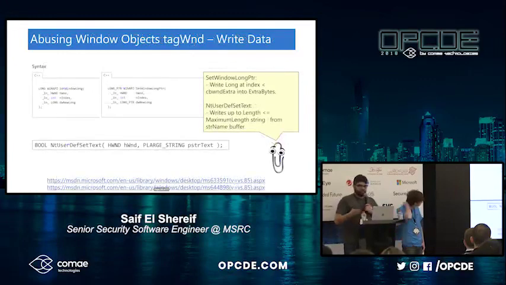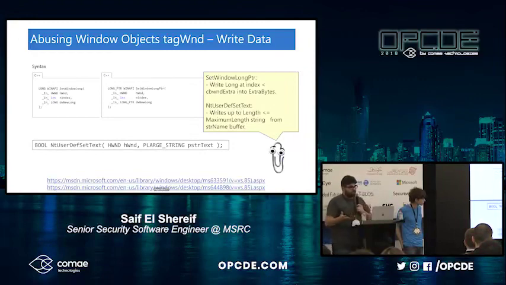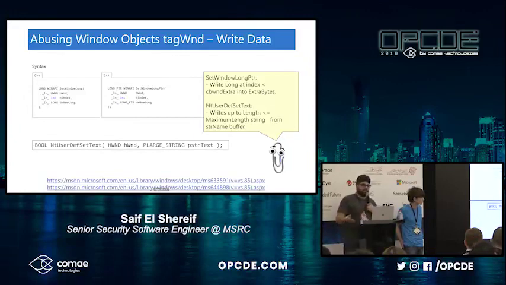And we also have write functions like SetWindowLong, SetWindowLongPtr and NtUserDefSetText. Now, NtUserDefSetText is actually a syscall, so you'll need specific instructions to run it. But it does exactly the same thing. We can use SetWindowLongPtr to write a specific long, which, depending on the architecture, can be 4 bytes or 8 bytes, at an index that is less than cbwndExtra, into the extra bytes of the window, and NtUserDefSetText will write up to a length less than or equal to the maximum length of the string from the string name buffer.